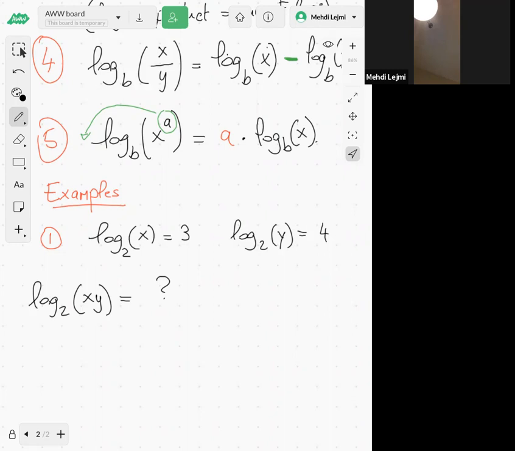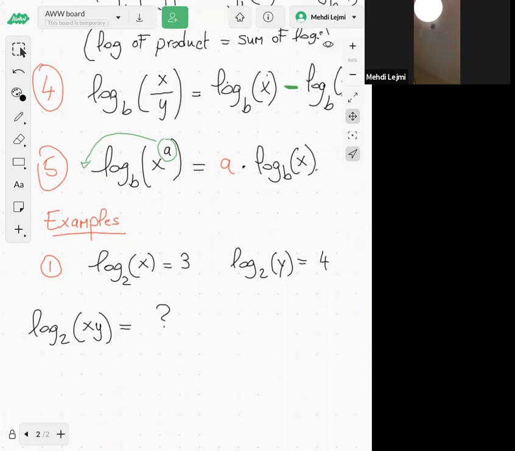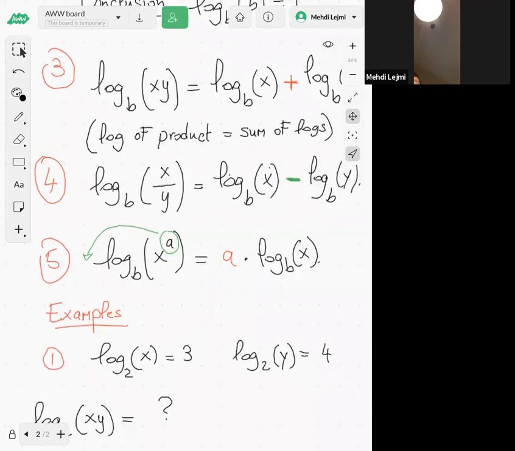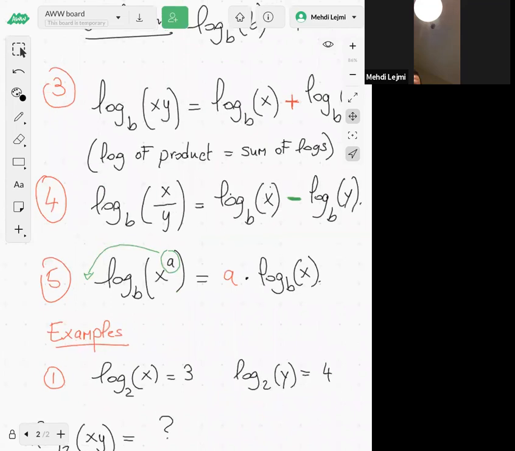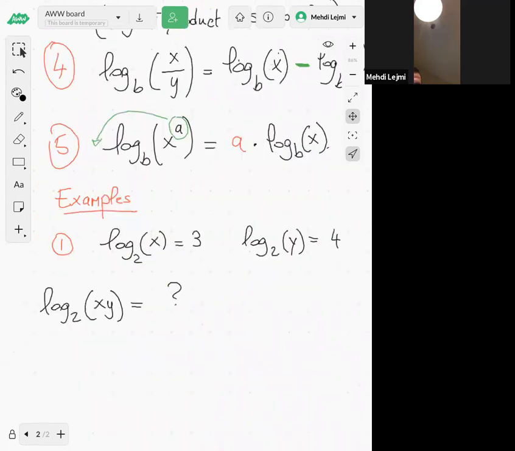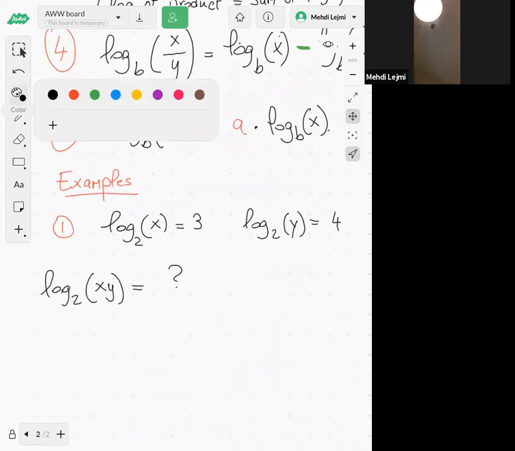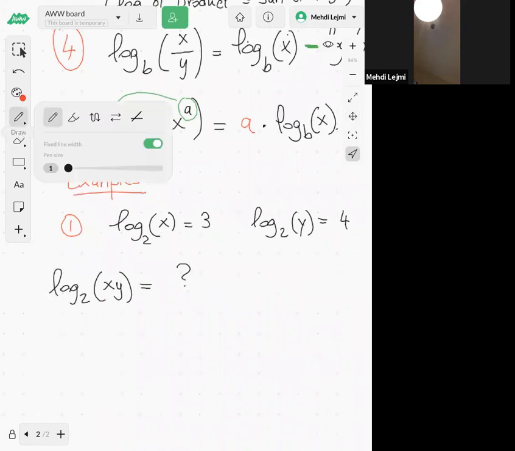So you know log of x in base 2 is 3, log of y in base 2 is 4, and you want to evaluate the log of x times y in base 2. So what we do, guys, we're gonna use the third property. In the third property, we said log in base b of x times y is the sum of the logs.